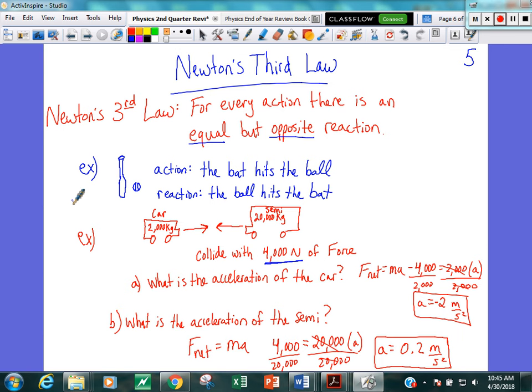Now I've got a couple of questions. On part A, I say, what is the acceleration of the car? If we're looking for acceleration, we're going to use Newton's second law, force net equals ma. It collided with the force of 4,000 newtons, so my net force is 4,000, equals the mass of the car, 2,000, times its acceleration. Now, the force on the car is going to the left, so I put a negative 4,000 in right here. When you solve for a, you divide 2,000 on both sides. The acceleration of the car is going to be a negative 2 meters per second squared.